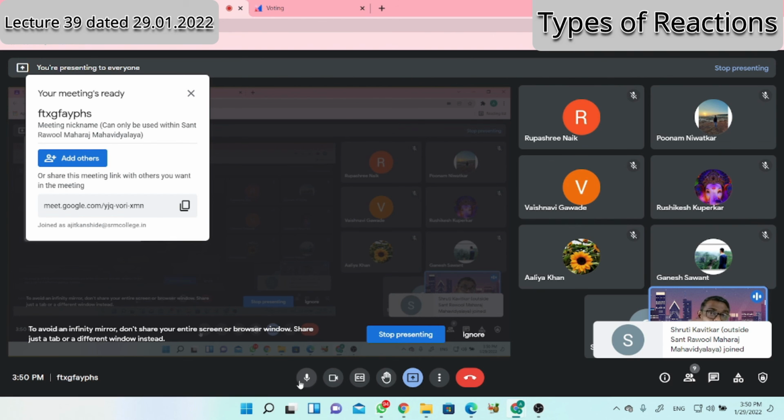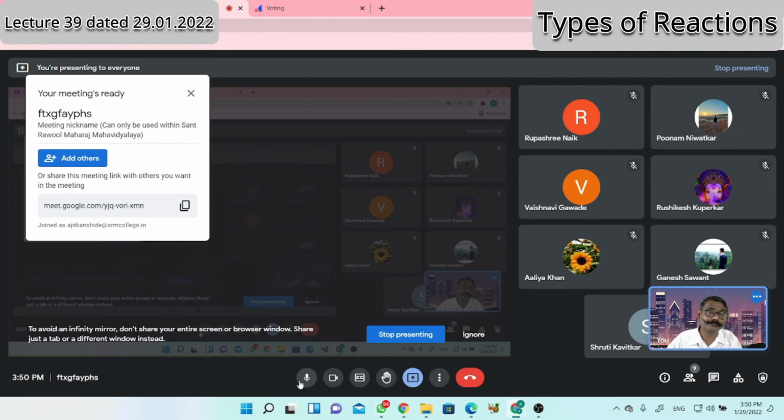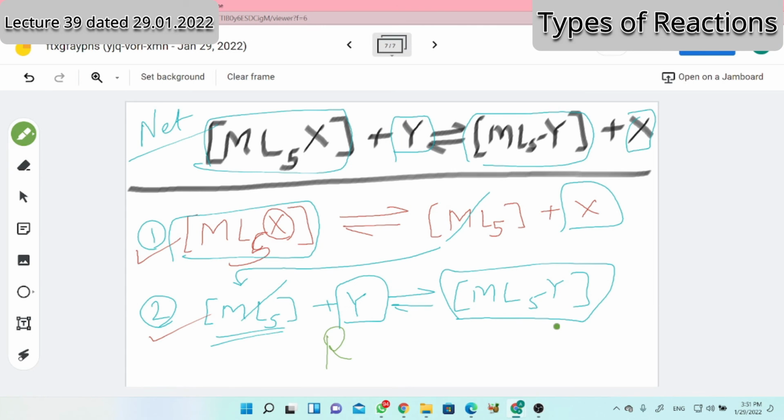Then who has controlled the speed? Who is the rate determining? Vaishnavi's writing is the rate determining step. Which bogie is rate determining? The slowest bogie is the rate determining step. So in chemical kinetics, if multi-step reactions are there, then we say the slowest step is the rate determining step.